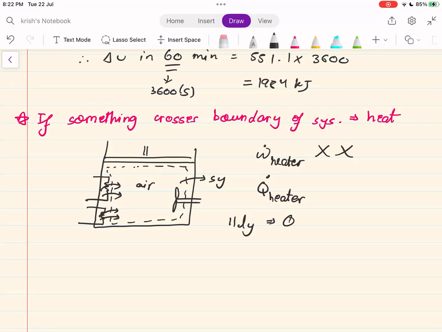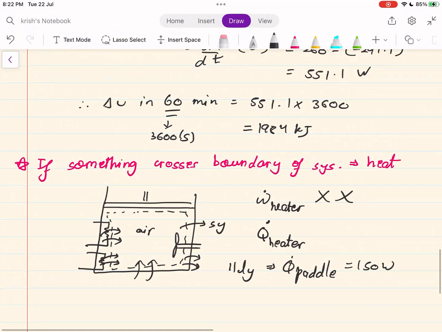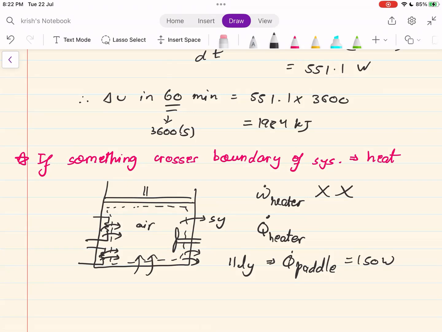So again, now this is not work, this is heat energy. So everything else remains the same, because again, the heat that we found before was crossing the boundary to get in and to get out, and the piston will always do PdV work. So everything else remains the same, only these two things will change.